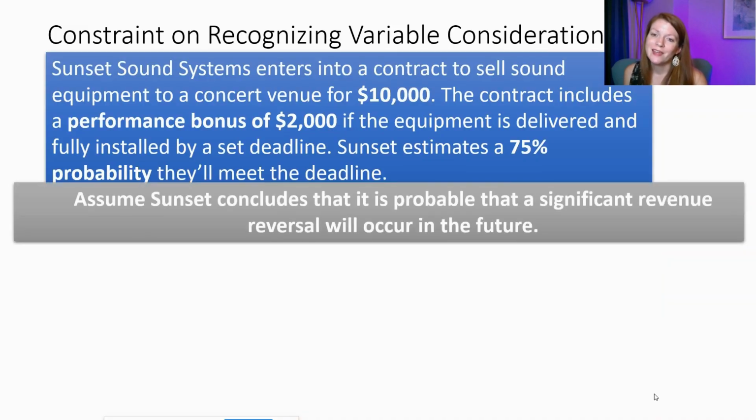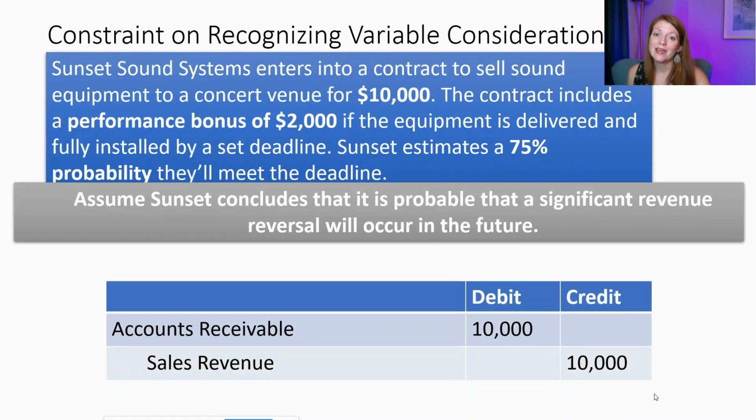So assume that Sunset concludes that it is probable that a significant revenue reversal will occur in the future, or they at least find that they can't deny that it may happen. In that case, we just record what we know, that $10,000 of equipment. Not sure about the $2,000 bonus. Let's just record the $10,000. If we get it, great, we can record it later. But in accounting, we want to be conservative, and this is the best way to be conservative if we feel like something may happen to prevent us from getting that $2,000 bonus.